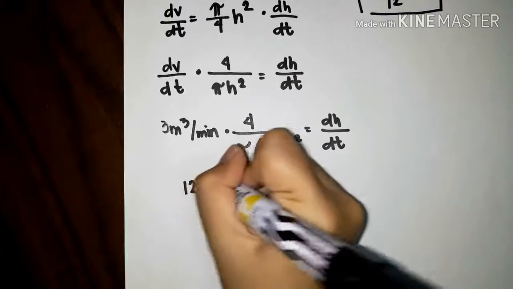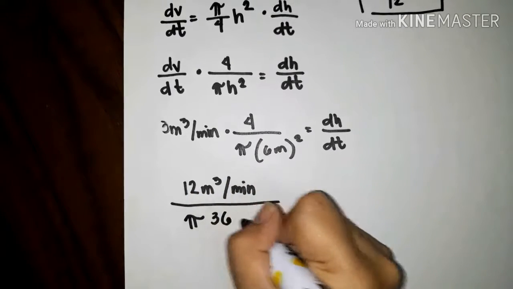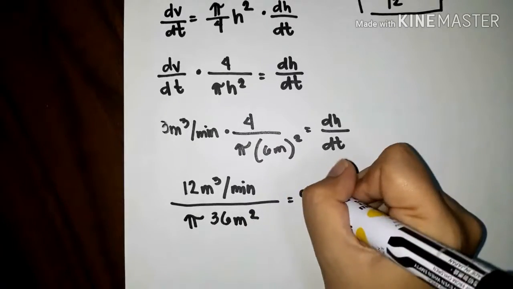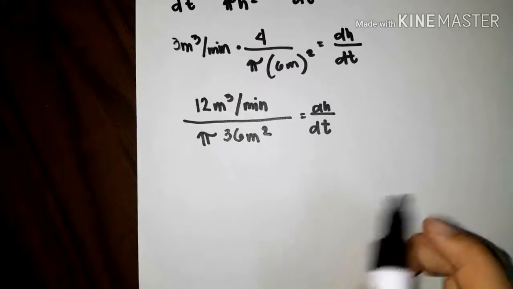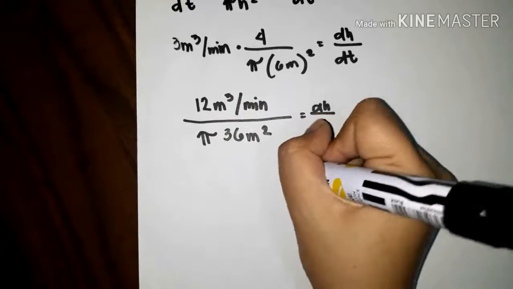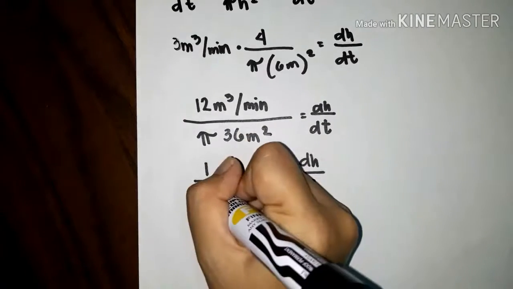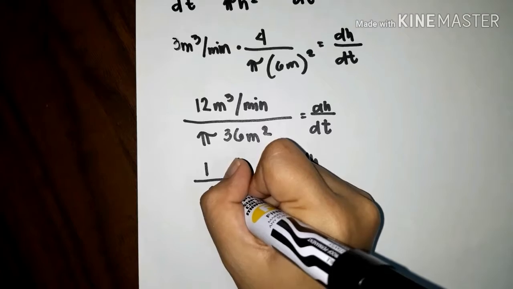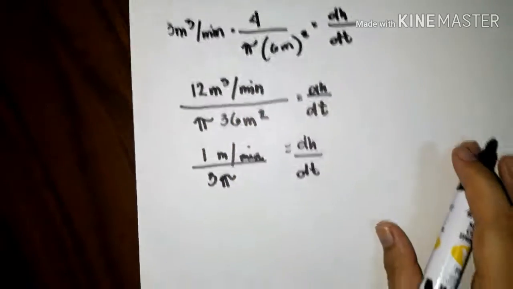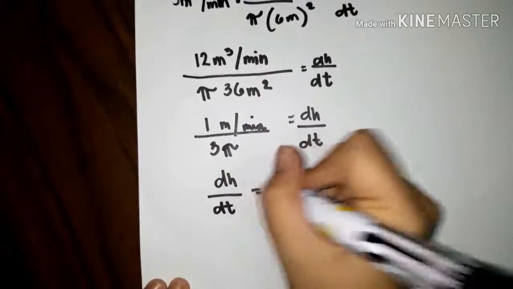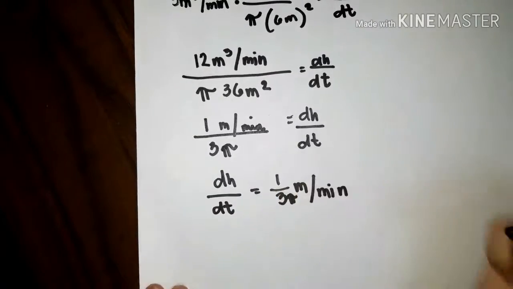We get 12 meters cubed per minute over pi times 36 meters squared, which equals dh over dt. We simplify this: 12 over 36 is 1/3, over pi. The unit is meters per minute. So dh over dt is equal to 1/3 pi meters per minute.